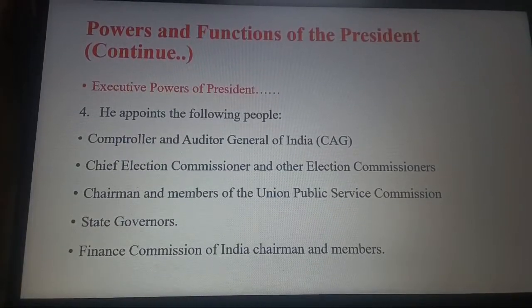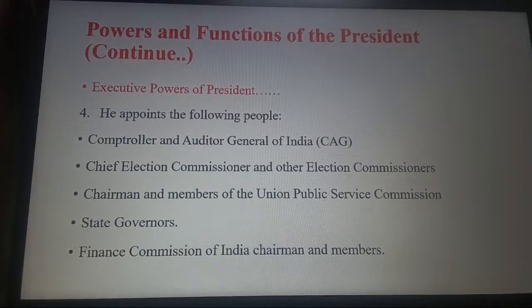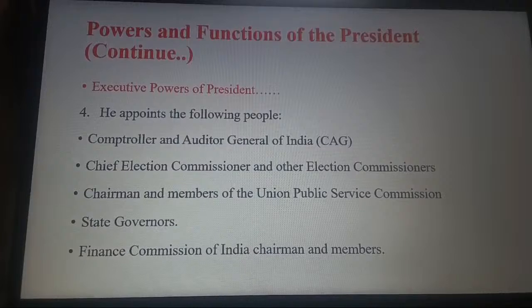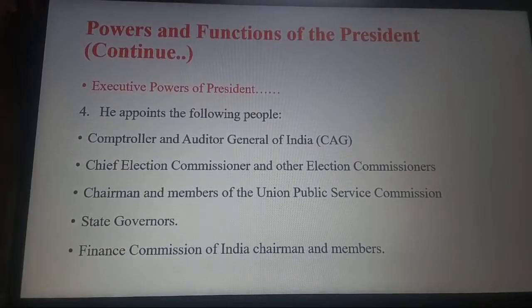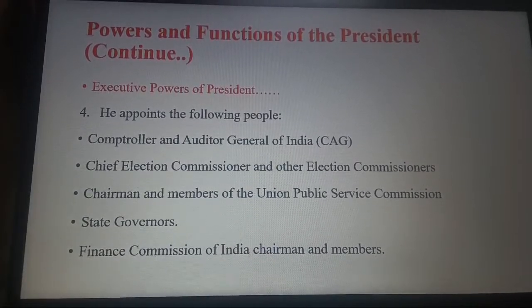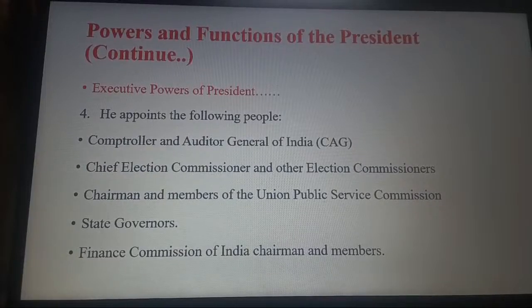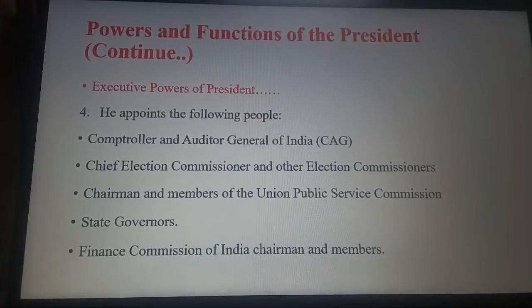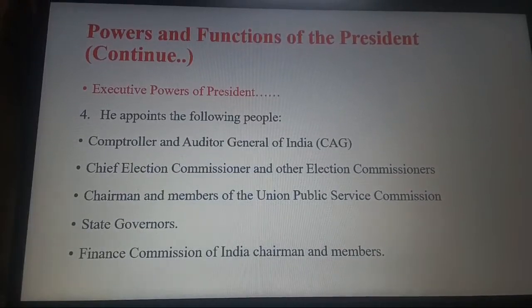Executive powers of the President. He appoints the following people: Comptroller and Auditor General of India (CAG), Chief Election Commissioner and other election commissioners, Chairman and members of the Union Public Service Commission, State Governors, Finance Commission of India, Chairman and members.